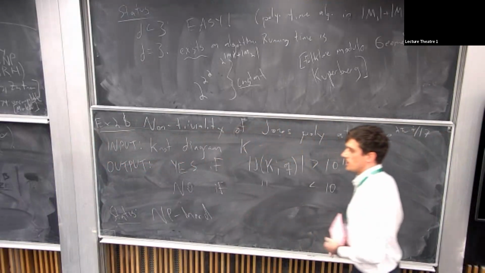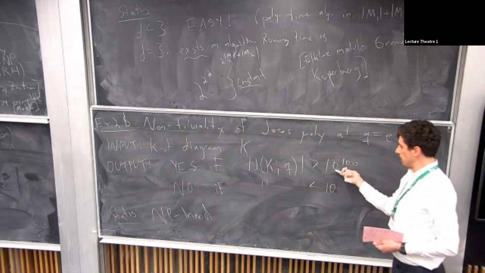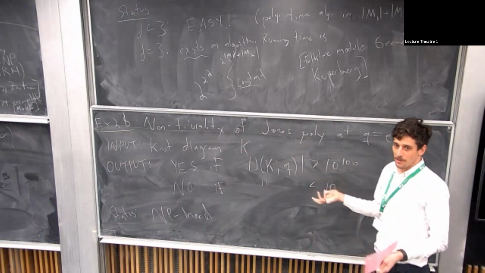So basically deciding if the value of the Jones polynomial is really big or really small, even if you're promised it's either really big or really small, is hard.